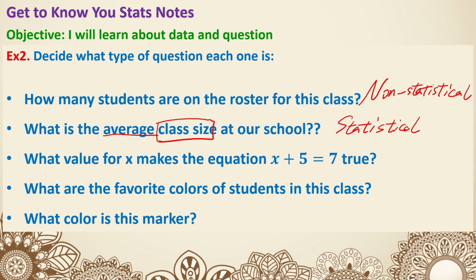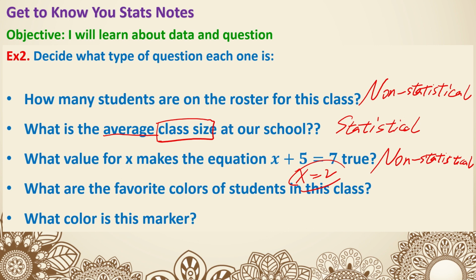Next, what value for x makes the equation x plus 5 equals 7 true? If you actually solve it, x equals 2, you only get one answer. There's no other possibility, so it is going to be a non-statistical question. If you want to argue, oh, x could be 3, well, sure, but that's technically not right.